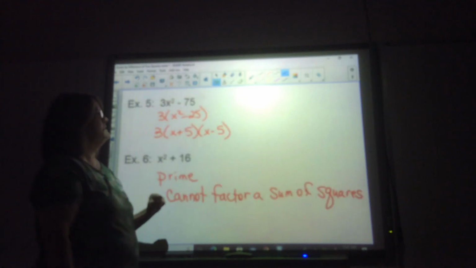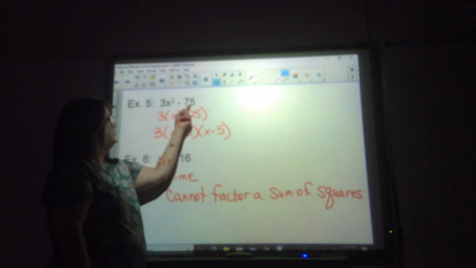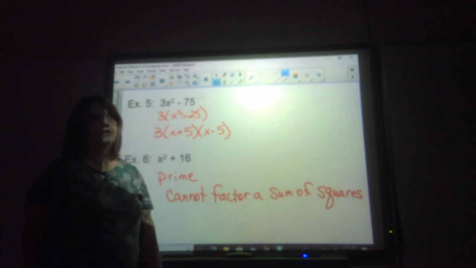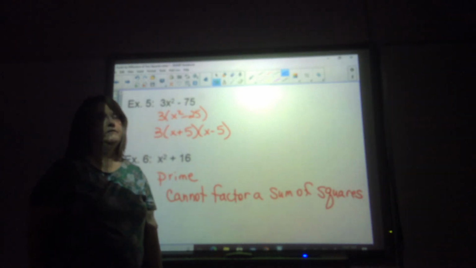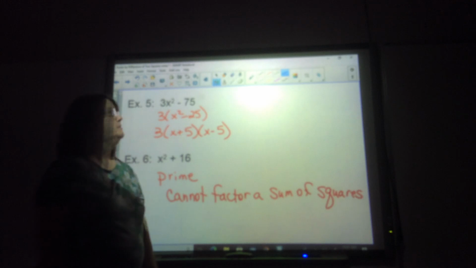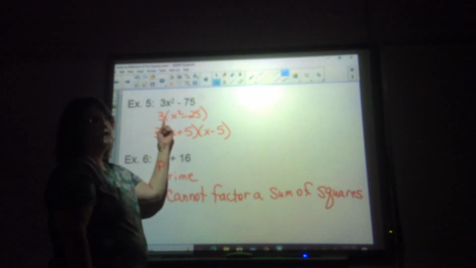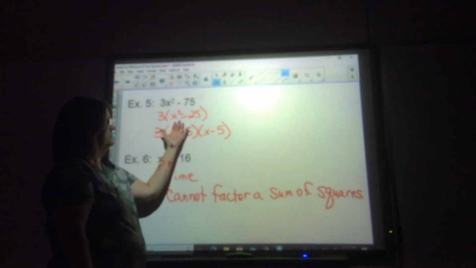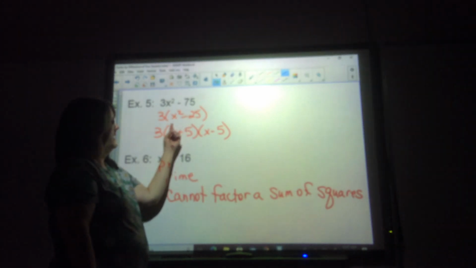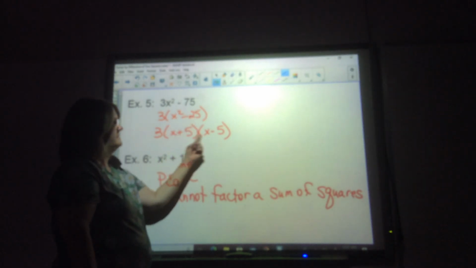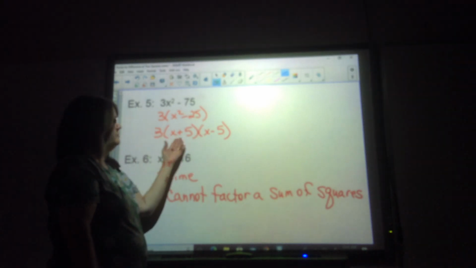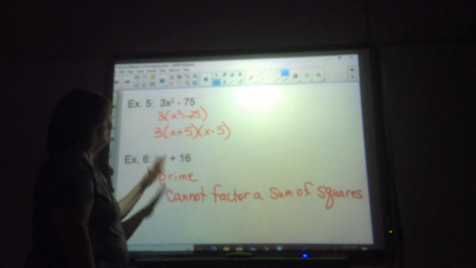Now, this problem is here simply because it has a GCF. You'll look at it and you'll think, okay, that's not a perfect square. 3 and 75. No, they're not. But 3 does divide evenly into both terms. So you pull 3 out, and now you have the difference of two squares. So the square root of x squared is x. The square root of 25 is 5. And you write your plus and your minus sign, and you go on.